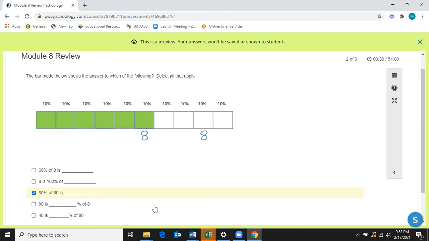80 is blank percent of 8. Is it out of 8? No, it's not. Look at the last one. Is it out of 80? Yes. Now, where would 48 show? There are 6 boxes, each worth 8. 6 times 8 is 48, so it's the third and the last one.